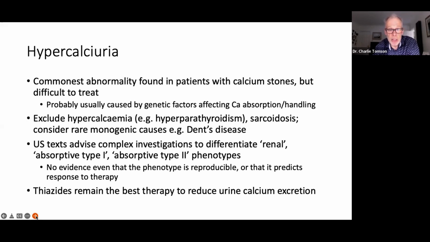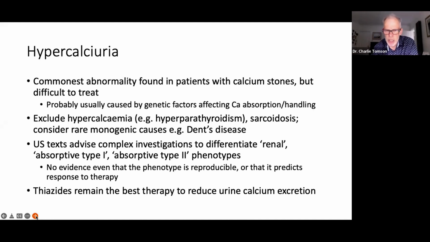It's important to exclude hypercalcemia with overspill hypercalciuria, for instance, hyperparathyroidism and sarcoidosis, because those diseases are easily treatable and important treatable causes of kidney stone disease. But the majority of people who form calcium oxalate stones, in Western practice at least, don't have hypercalcemia. There are rare monogenic causes such as Dent disease, which you may have learnt about in medical school or in postgraduate training. I've seen in my specialist career as a stone physician 2 patients with Dent disease over a long period of time, so don't expect to see it commonly.